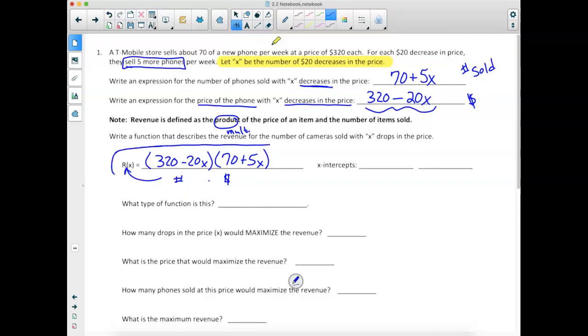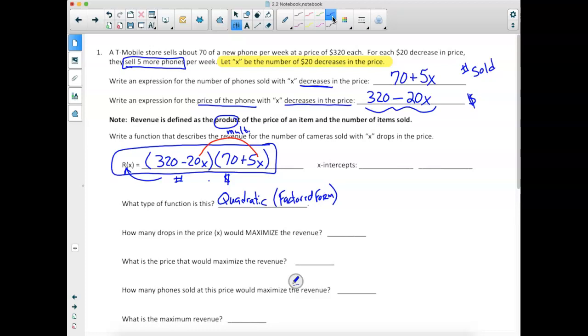Check it out. That is in factored form. But what type of function is it? Well, look at it. In the end, if I take my x times my x, I'm going to get an x squared in there, which means it will be quadratic. If your biggest power of x is x squared, it will be a quadratic function. This one just happens to be in factored form.